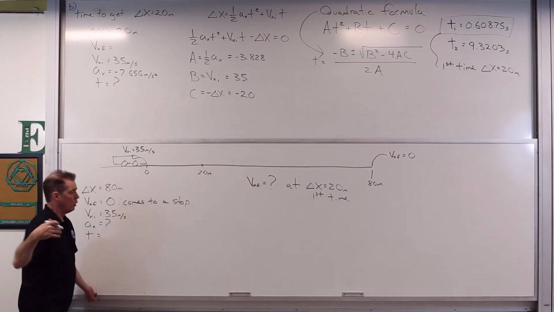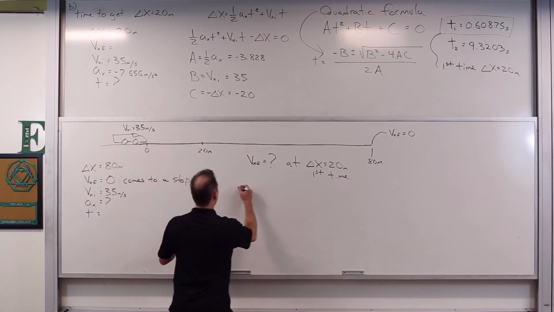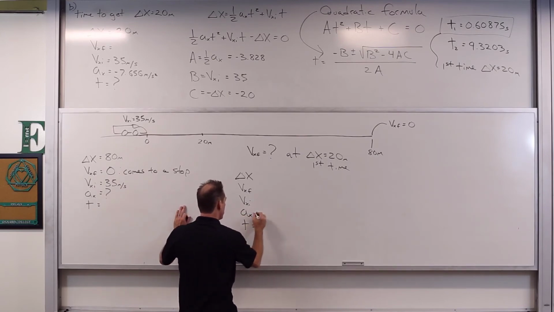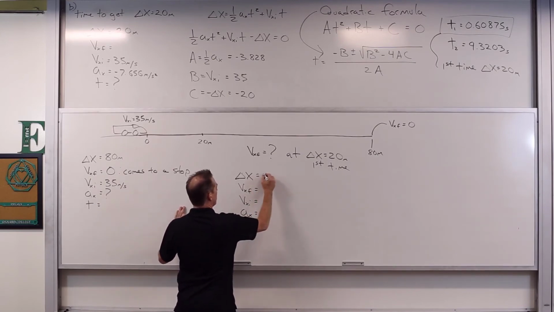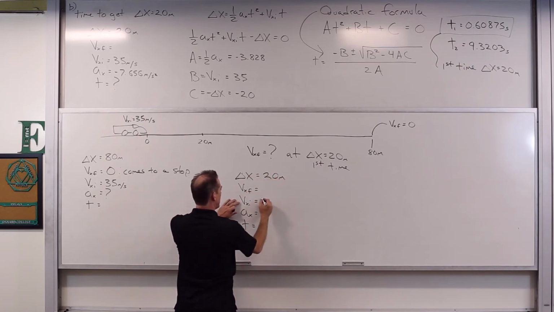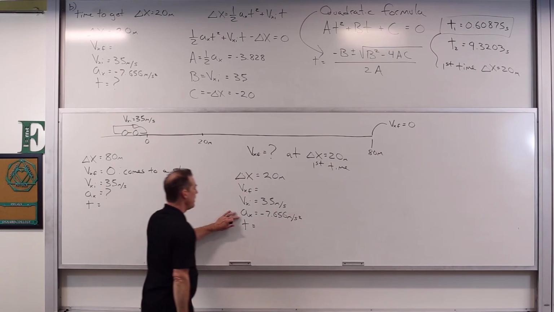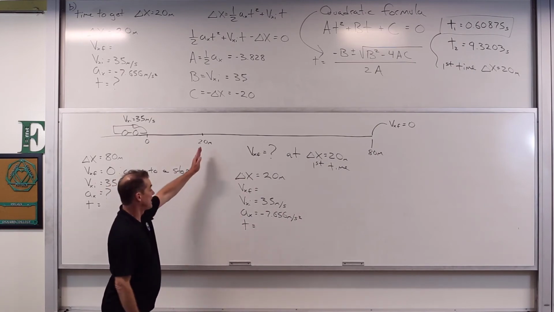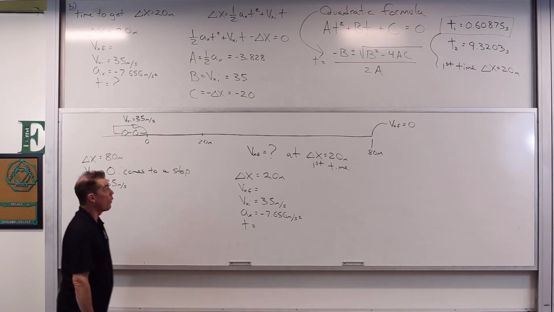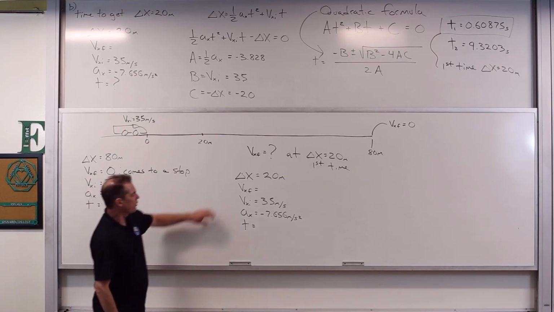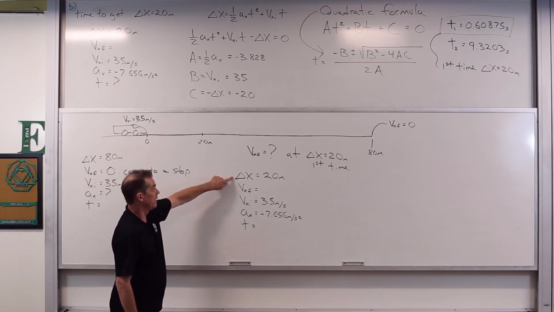So we ask ourselves again, what do we know? What do we not know? And we've got ourselves delta x, vx final, vx initial, a sub x, and t. Well, we know that delta x has to be the 20 meters. We know that vx initial is 35 meters per second. We know the acceleration is negative 7.656 meters per second squared. We've just figured out the time it takes to get to this, 0.60875. I'm not going to write that down though. Let's see if we can just get what the final speed is based upon these three quantities here.